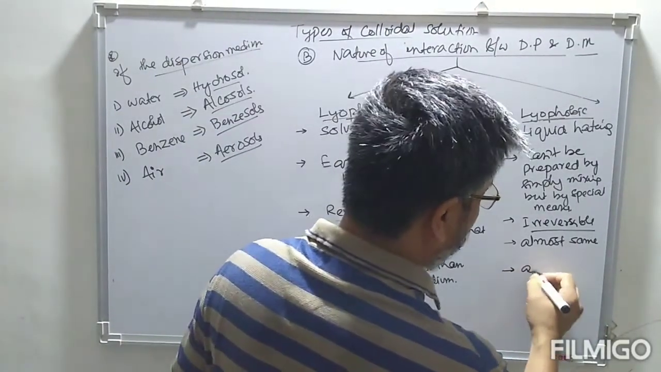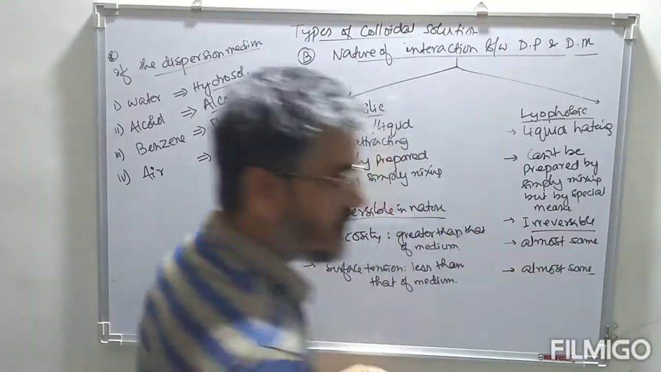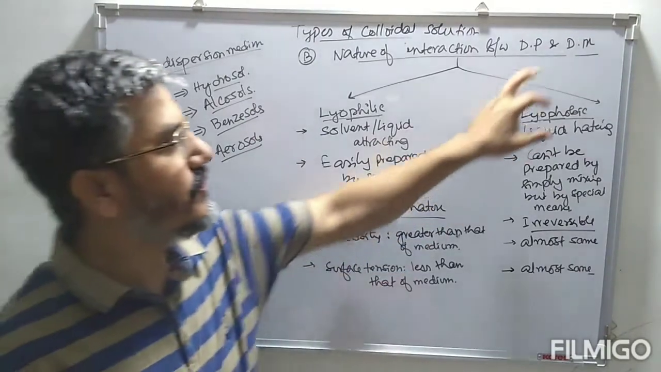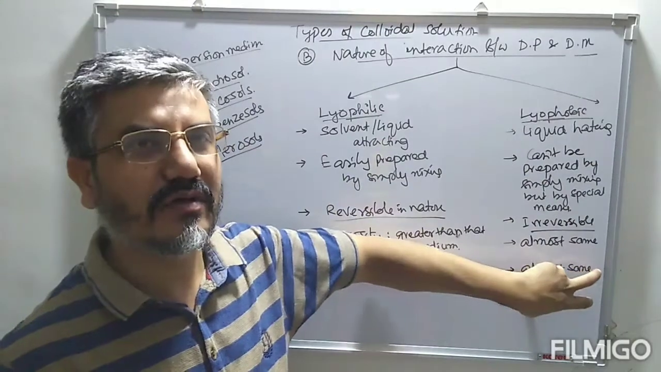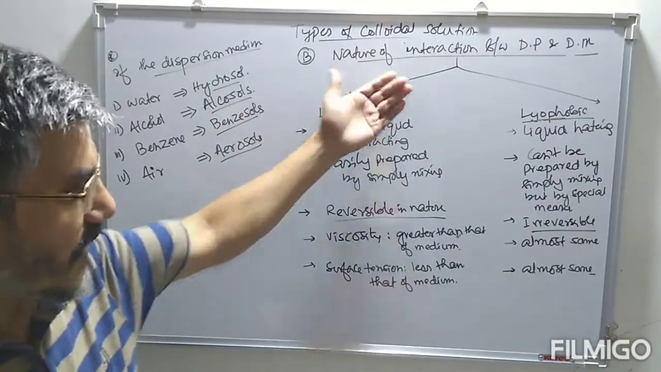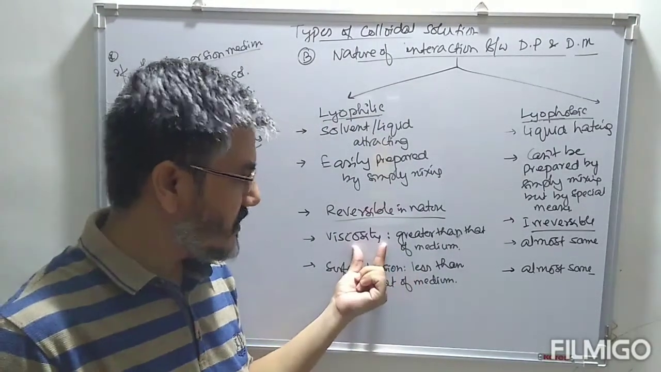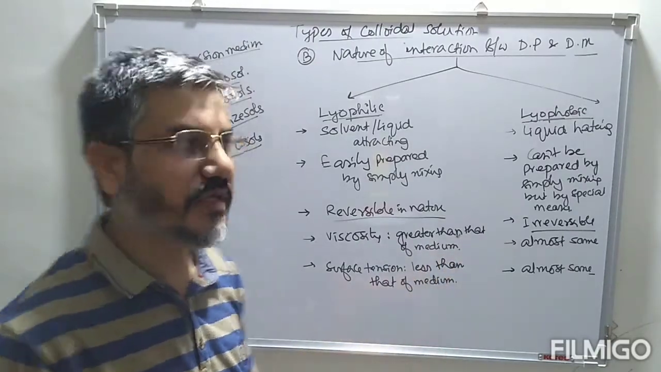lyophobic sol, these are almost the same. So both the viscosity and the surface tension of these lyophobic sols are approximately the same as that of the dispersion medium, whereas in case of lyophilic sol, the viscosity is greater than the medium, whereas surface tension is less than that of the medium.